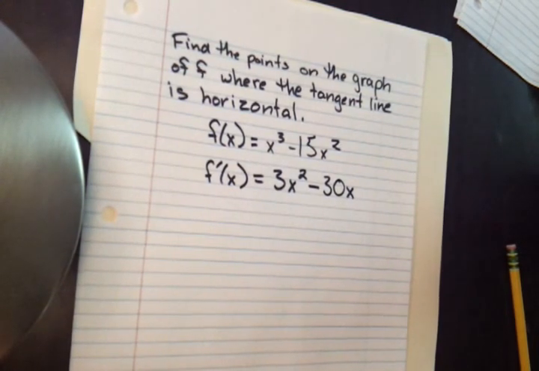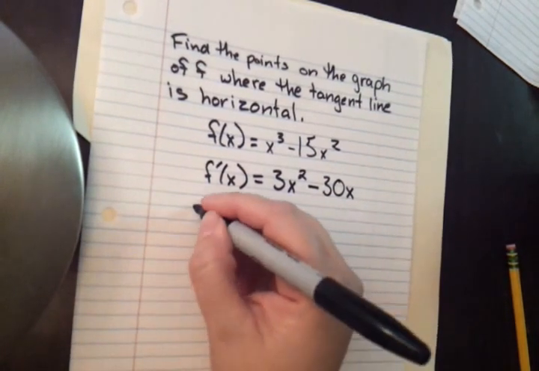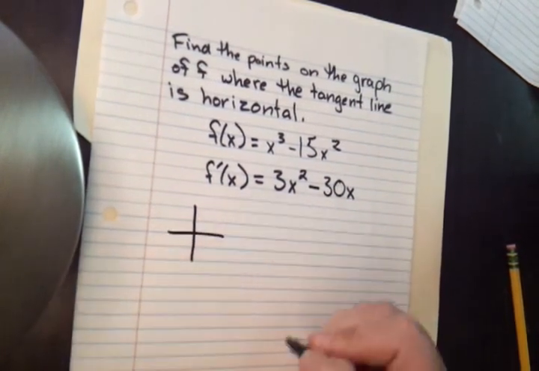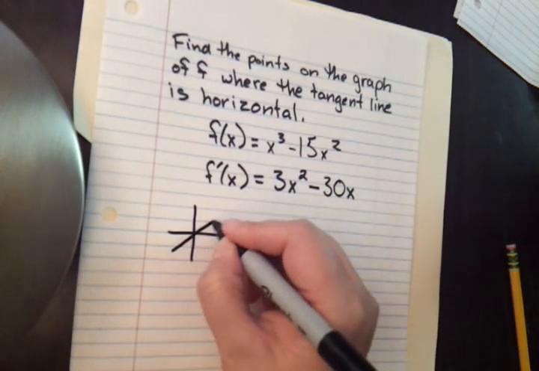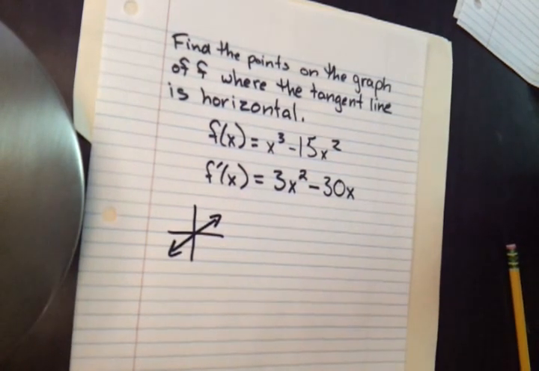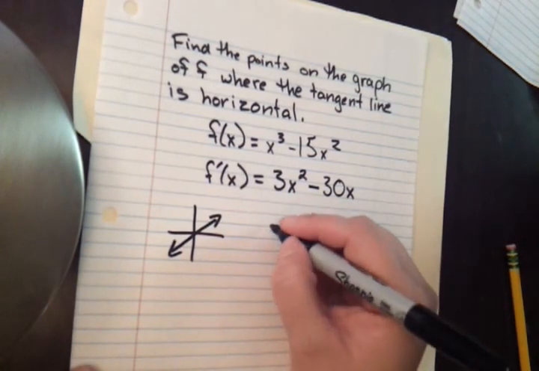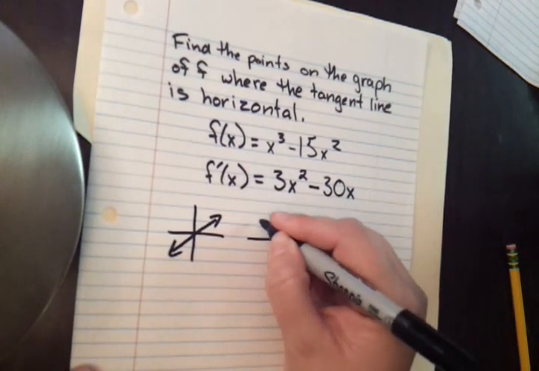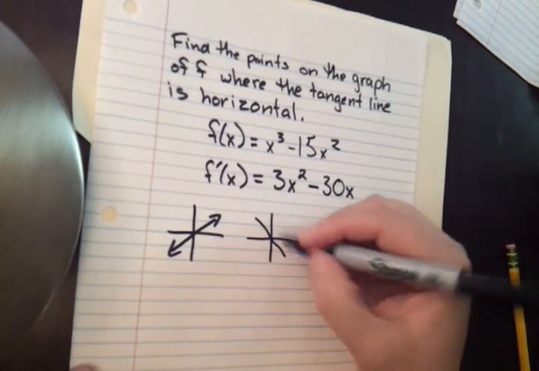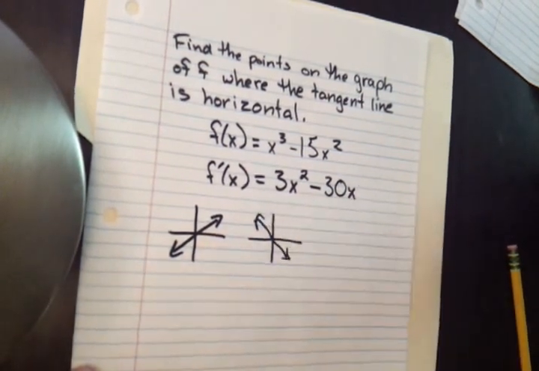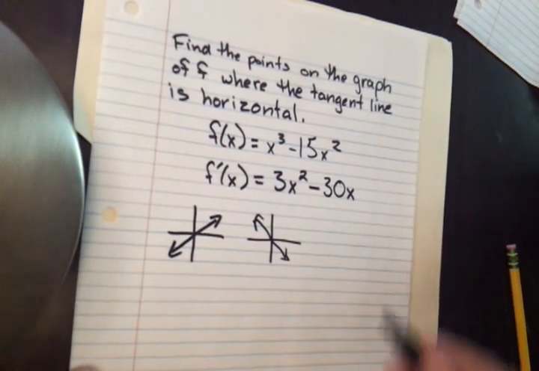But that doesn't tell us where the line is horizontal. We want the tangent line where it's absolutely horizontal. And what does that mean? Well, if I have a function on my xy axes and it's doing this, it's got a positive slope, right? It's going to be a positive number. That might be a positive 1. I don't know. I didn't draw it perfectly. If we have a line that's doing this, it's got a negative slope, so that might be negative 1.